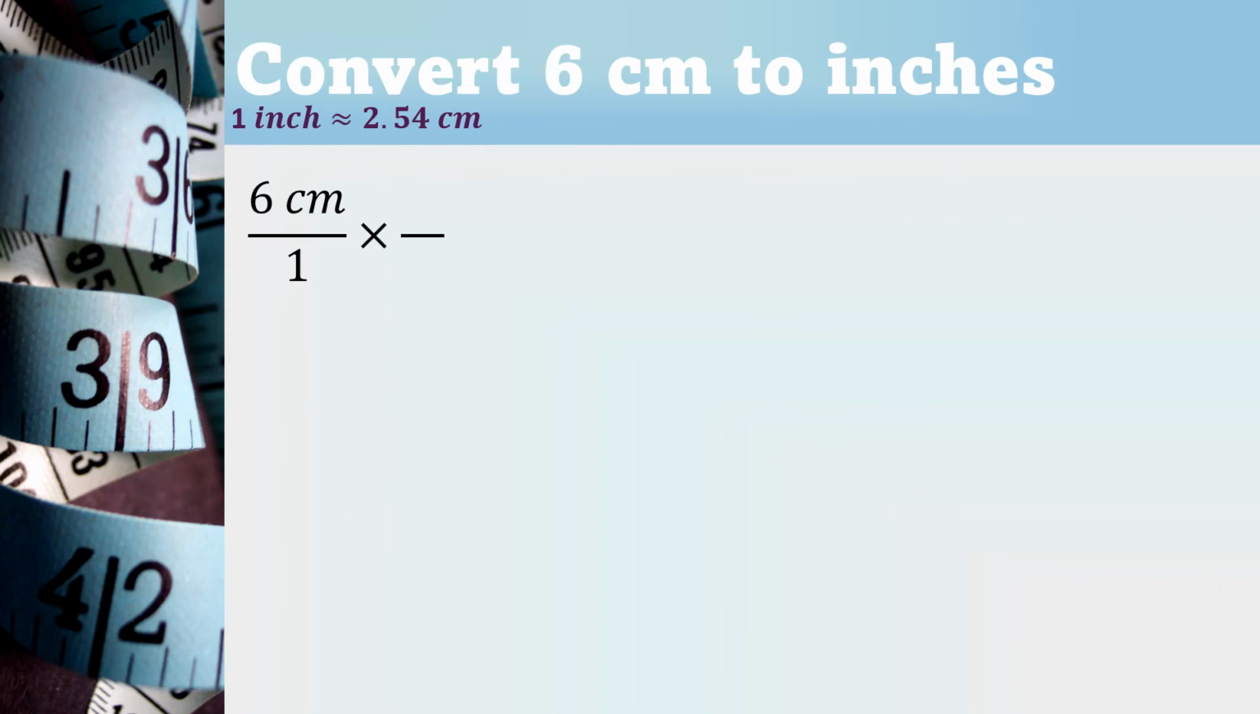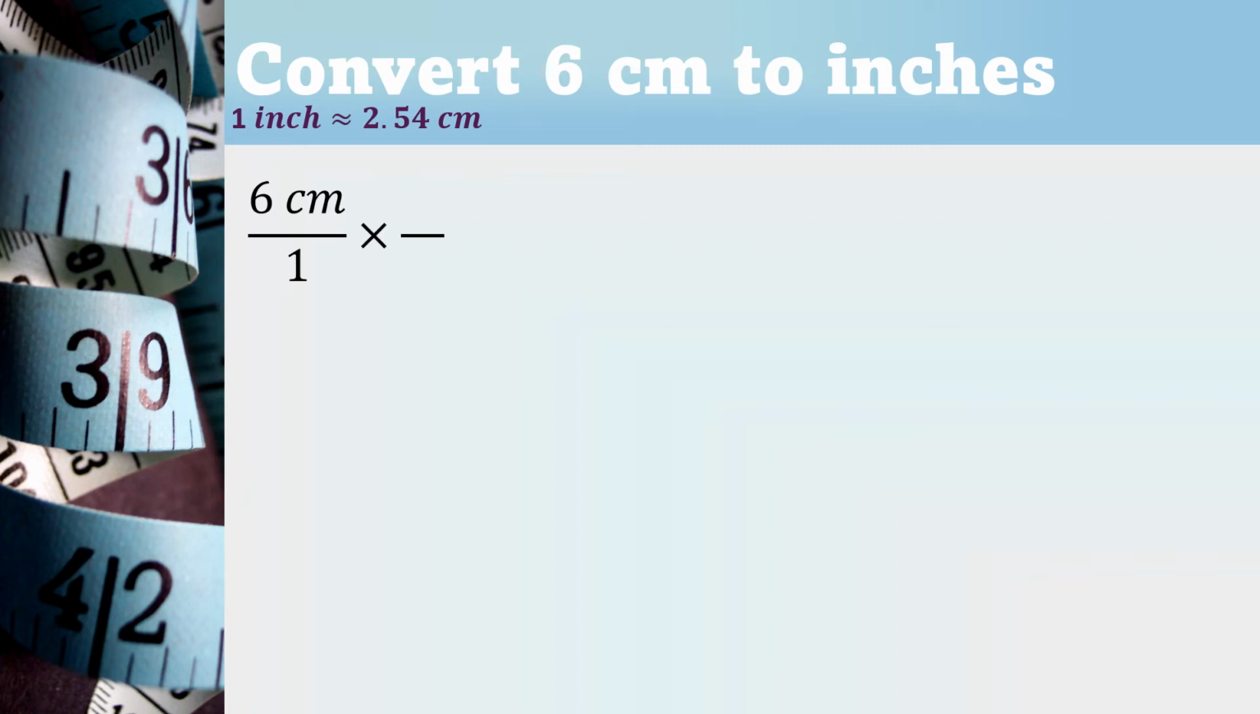Let's keep practicing. How can we convert 6 centimeters to inches? First of all, I'm going to go ahead and write down what I know to help me convert later, and that's 1 inch is approximately equal to 2.54 centimeters. So I'm going to put that up at the top as one of the things I just know. I'm starting with 6 centimeters, and now I'm just going to make a habit of making that over 1, so I already have it as a fraction.